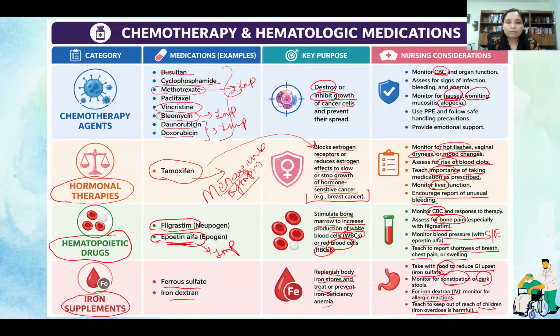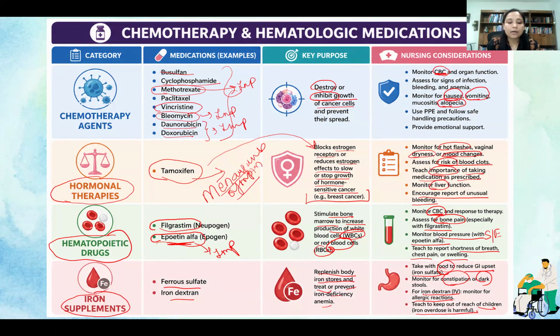So this was the brief information about the groups of medication that we use for chemotherapy. Chemotherapeutic agents, the examples are cyclophosphamide, methotrexate, bleomycin, doxorubicin, daunorubicin, vincristine. These are the medications. Hormonal therapies, tamoxifen is the most commonly used medication for breast cancer or hormone-related cancer.